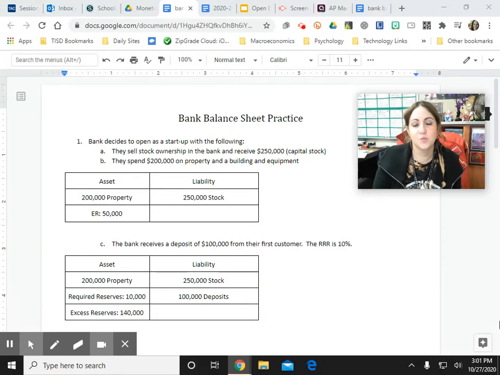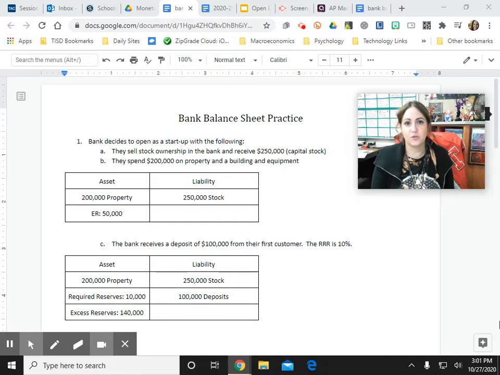Hey guys, so you just watched a video of Khan Academy going over bank balance sheets, whether things are assets, liabilities, and I wanted to go over this worksheet with you, and you can do it along with me. It's basically the key, so you can see it along with me, and I just wanted to show you how you think about these types of questions.